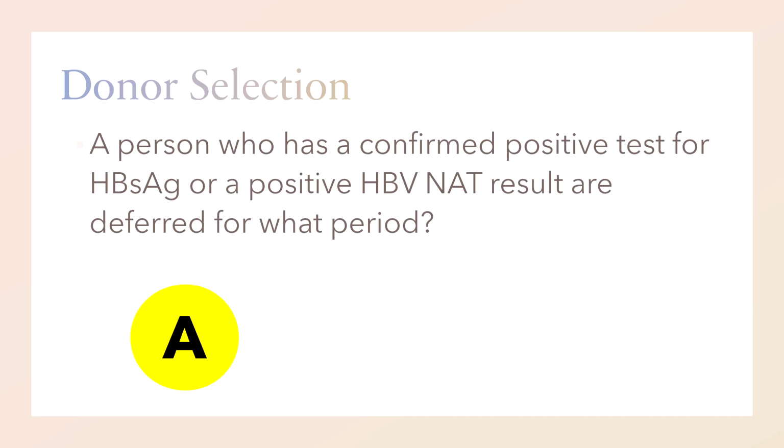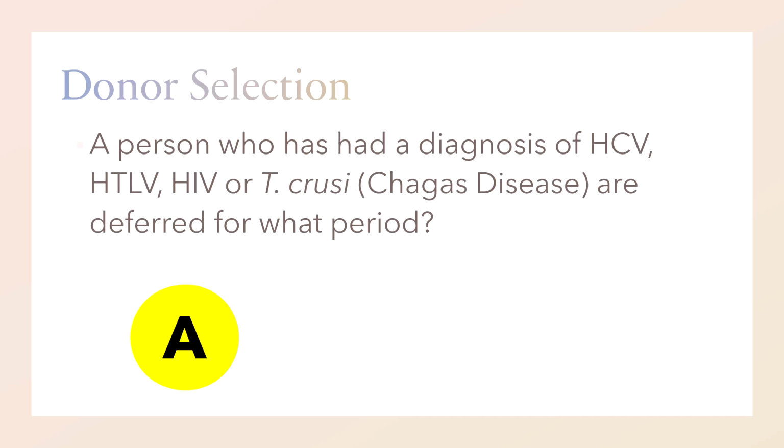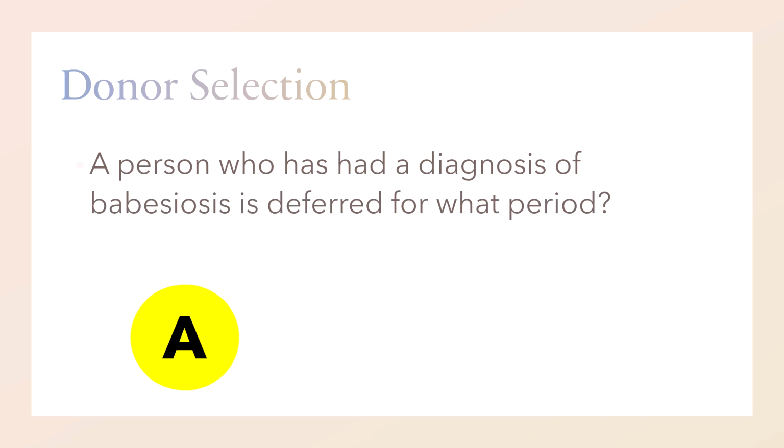A person who has a confirmed positive test for hepatitis B surface antigen or a positive hepatitis B virus nucleic acid test result are deferred for what period of time? They're deferred permanently. A person who has had a diagnosis of hepatitis C virus, HTLV, HIV, or T. cruzi, which is Chagas disease, are deferred for what period? Permanently. A person who has had a diagnosis of babesiosis is deferred for what period? Permanently.